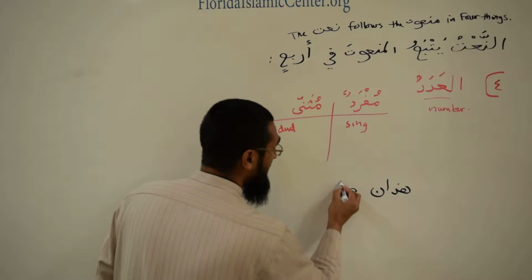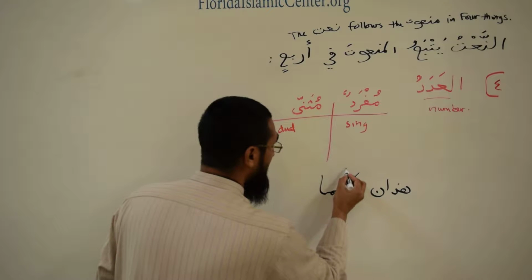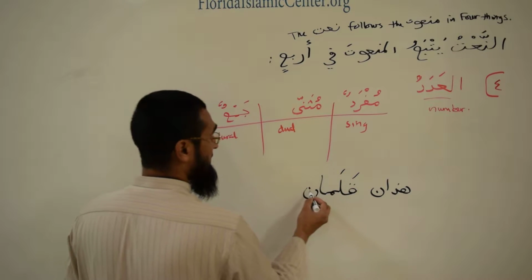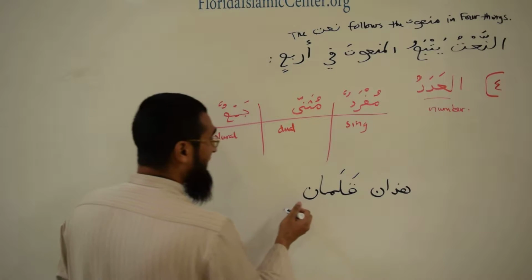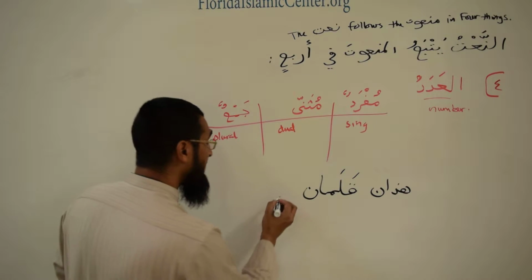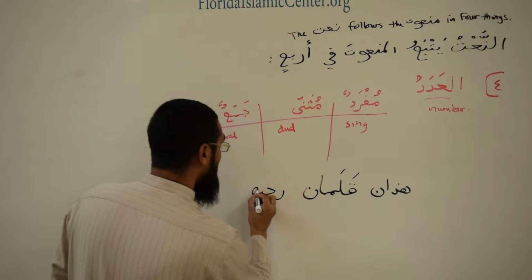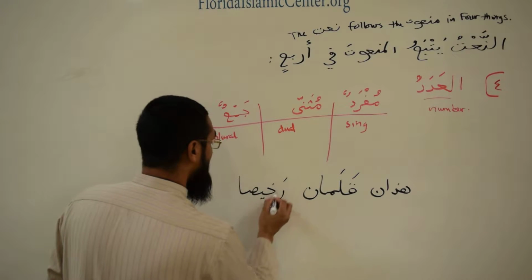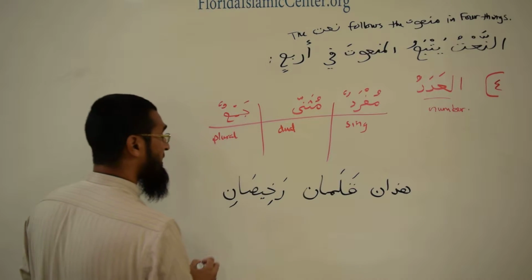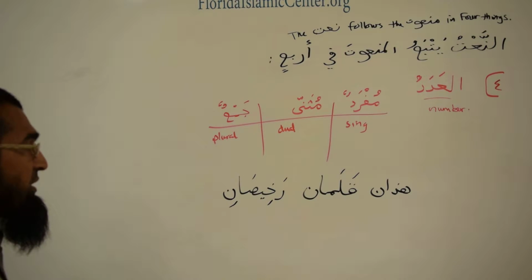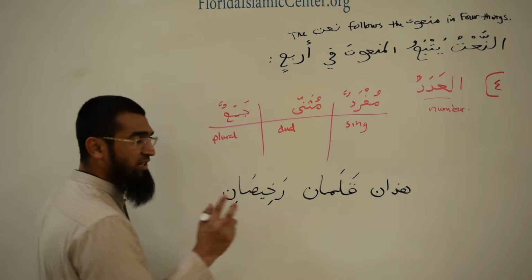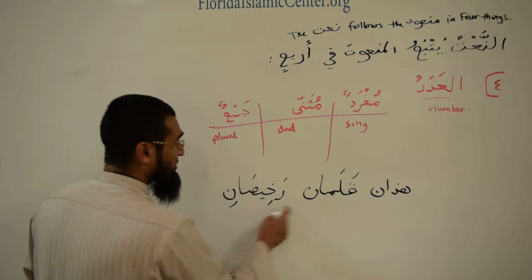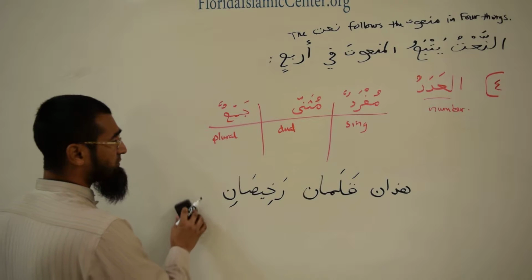Hadhani qalamani. Qalamani means two pens. Hadhani qalamani, and if you want to say they're cheap, it becomes rakhisani. Hadhani qalamani rakhisani. Notice rakhisani, the ani at the end of it means that it's two. So they match in terms of the dual.